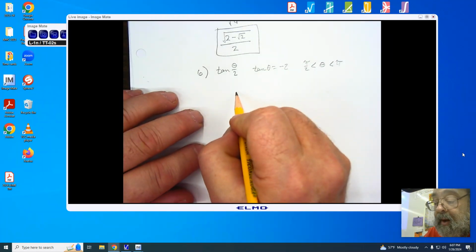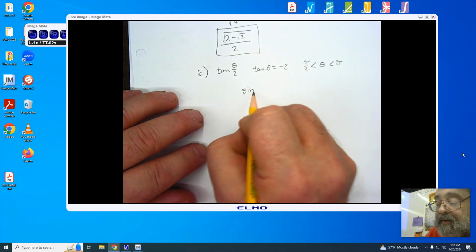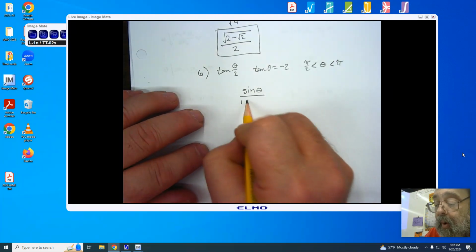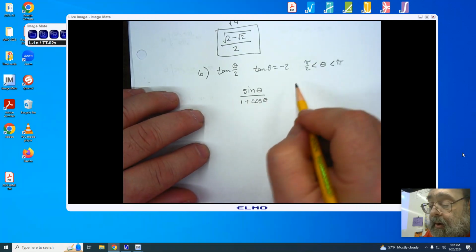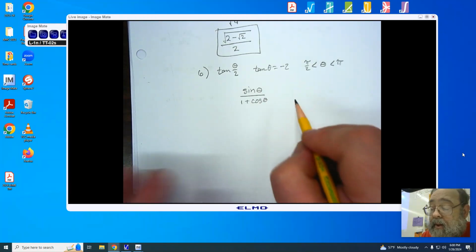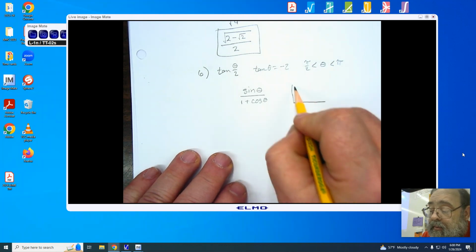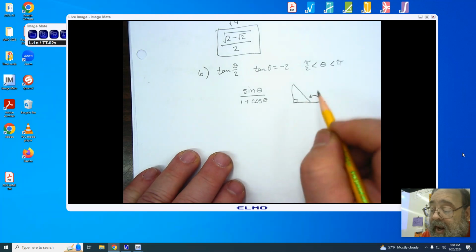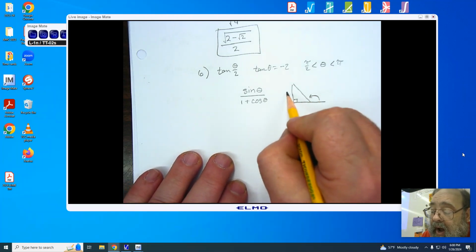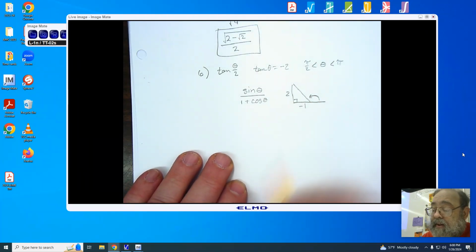We know our formula that we can use, and I prefer the sine of theta divided by 1 plus the cosine of theta, and I need my reference triangle in the appropriate quadrant. So I'm going to find quadrant 2. Here is my angle theta. Here's my right angle. And tangent is the opposite over the adjacent.